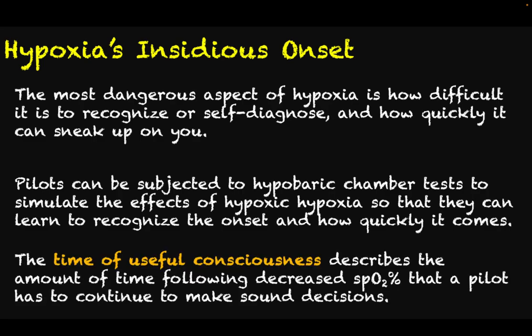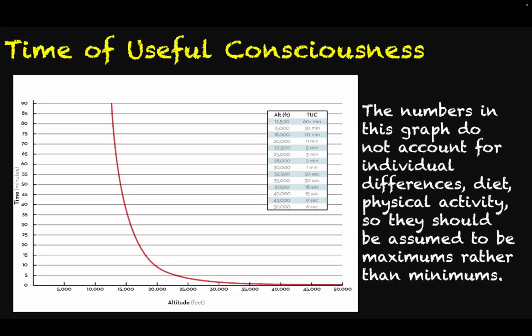So next what we'll talk about is what's called the time of useful consciousness, which describes the amount of time following a decrease in SpO2 percentage that a pilot actually has to continue and make good sound decisions. So this graph will actually show you another logarithmic relationship between that time of useful consciousness on the y-axis and the altitude you've ascended to on the x-axis. The reason we're not seeing any data at or below 10,000 feet is because you theoretically shouldn't experience any symptoms of hypoxia down there.